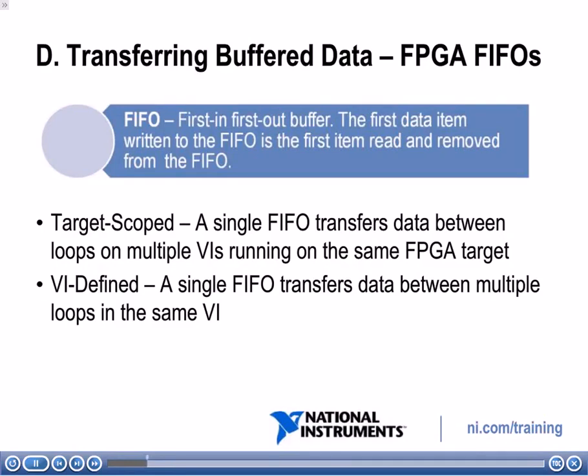With an FPGA FIFO, you can create one that's target scoped, or you can create one that's VI defined. If you're creating a target scoped one, that FIFO is going to be able to be used between loops on multiple VIs running on the same FPGA target. If it's a VI defined FIFO, then that single FIFO will be able to transfer data between multiple loops in the same VI.